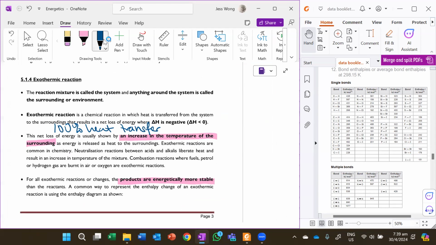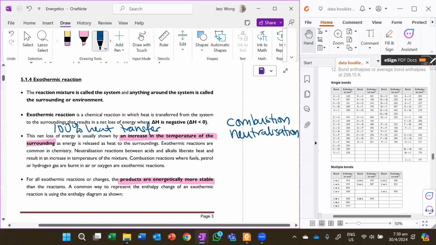Some of the common exothermic reactions that you must know will be combustion, neutralization, okay, these are by default exothermic. They will usually give out heat.